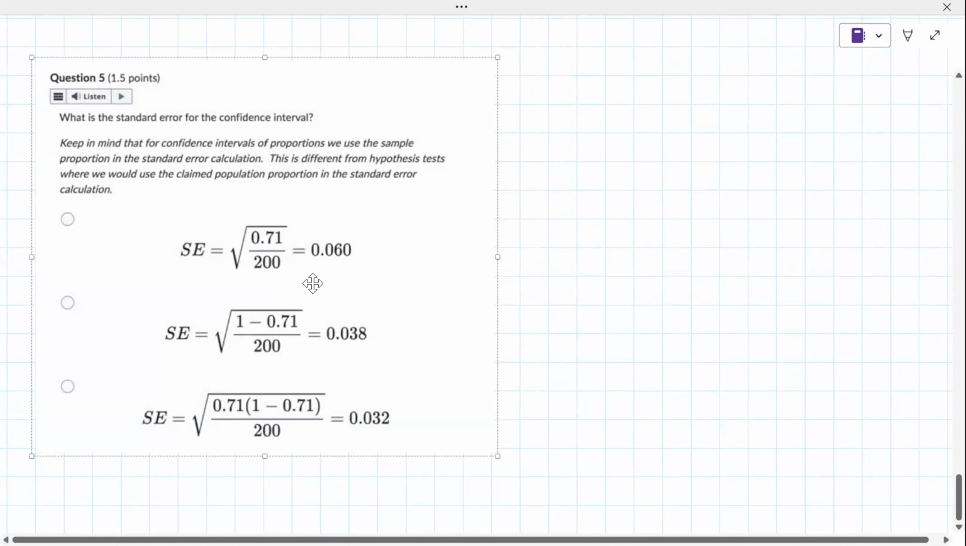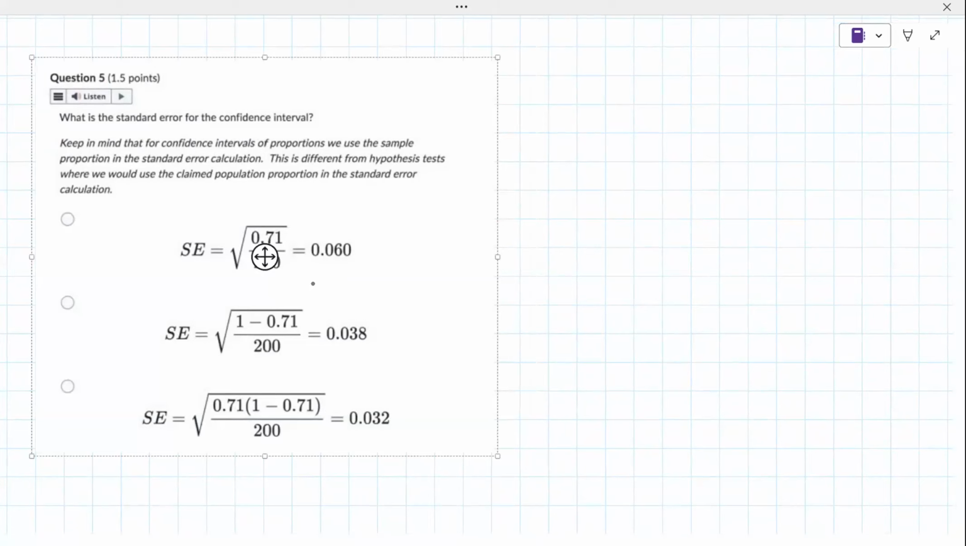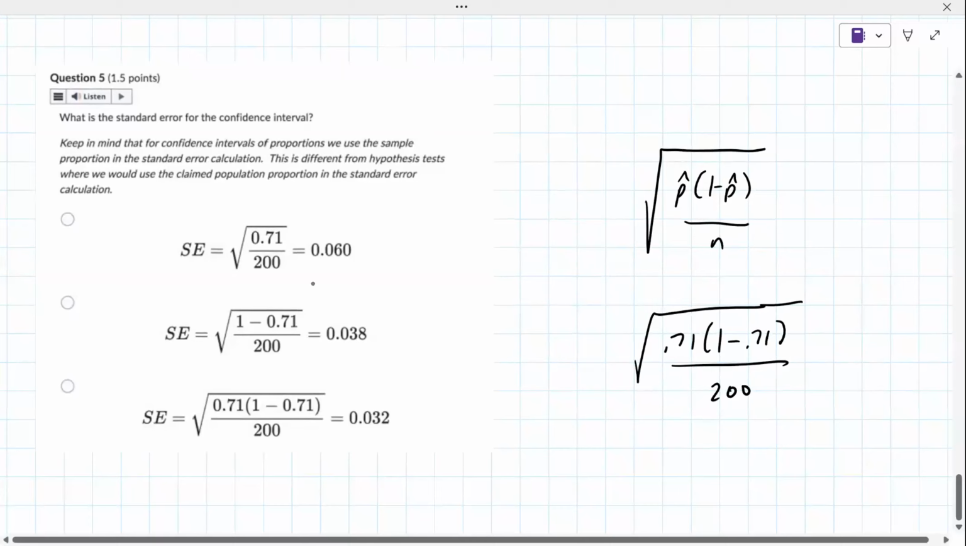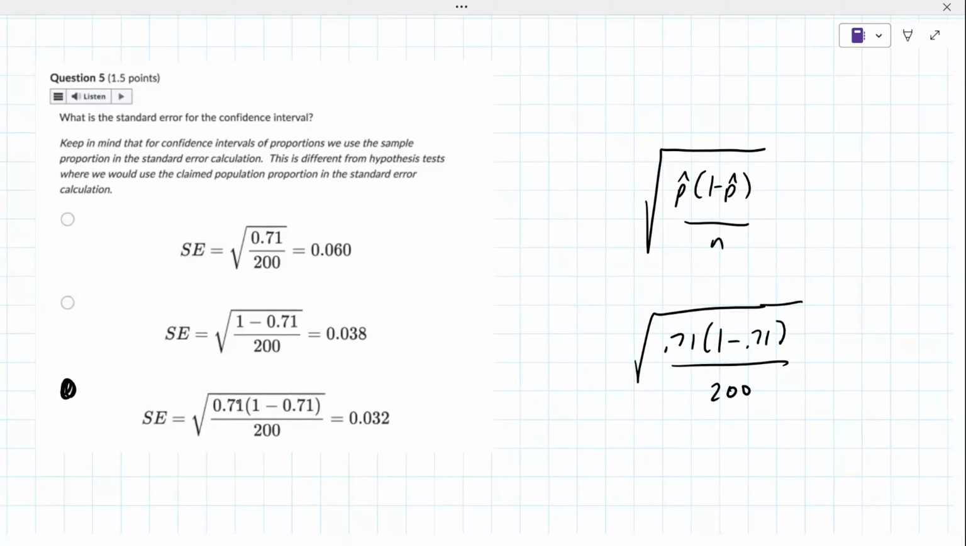So the sample error, it's what we just did. It's that p hat times 1 minus p hat over n. So it's that 0.71 times 1 minus 0.71 over 200, which is this last option here, I believe.